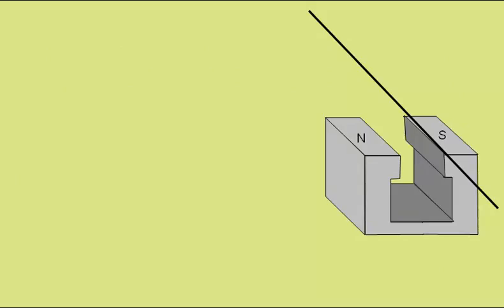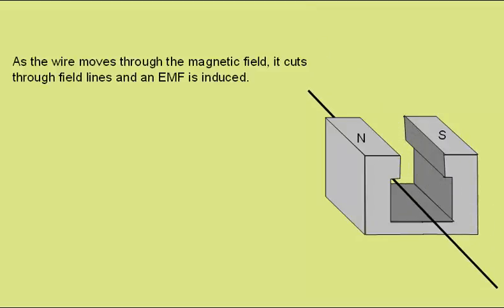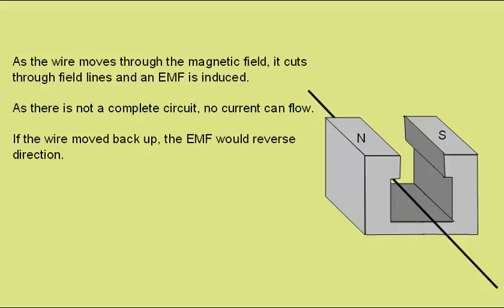Another way of inducing an EMF in a conductor is to cut through magnetic field lines. Here we have a wire, and we can move the wire through the magnetic field like this. As the wire moves through the field, it cuts through field lines, and, as I said, an EMF is induced. As there is not a complete circuit in this case, no current can flow. If the wire moved back up, the EMF would reverse direction. The faster the wire moves, the greater the EMF.